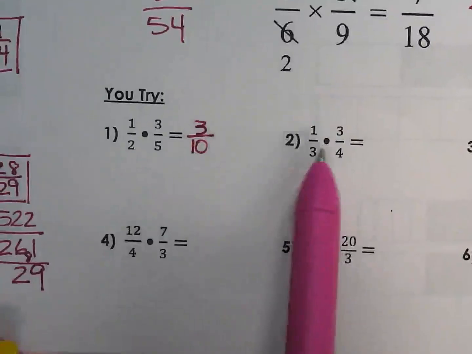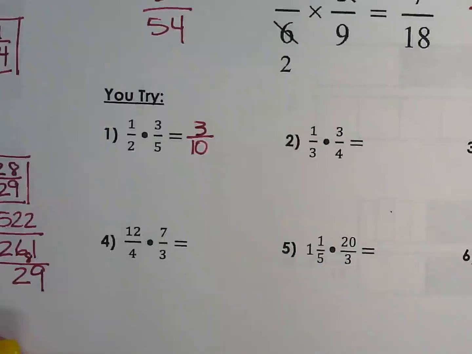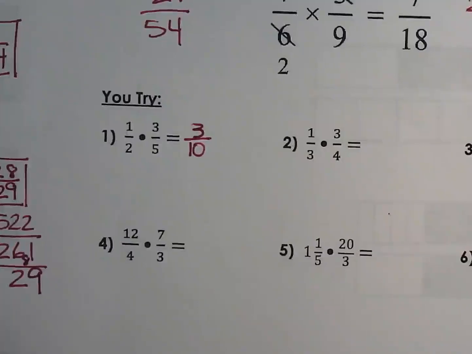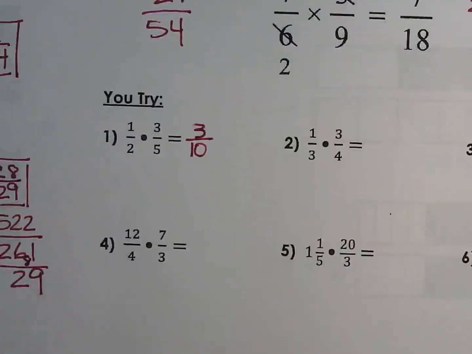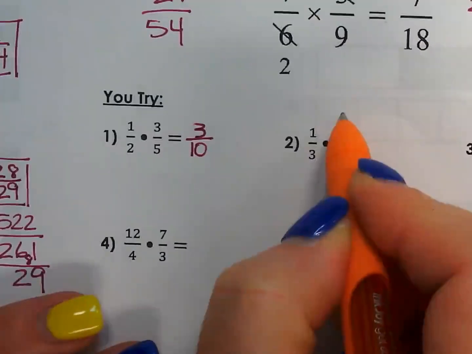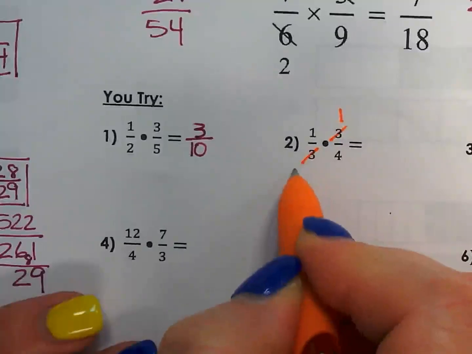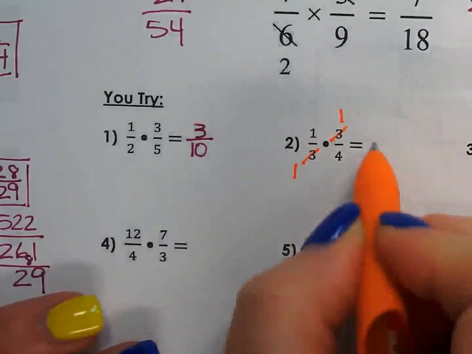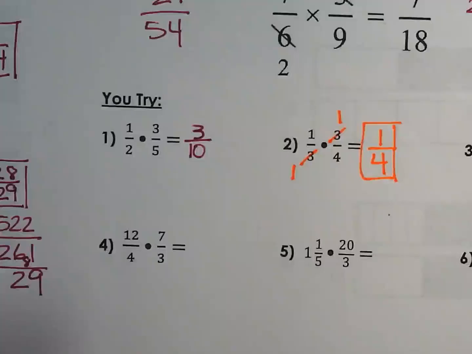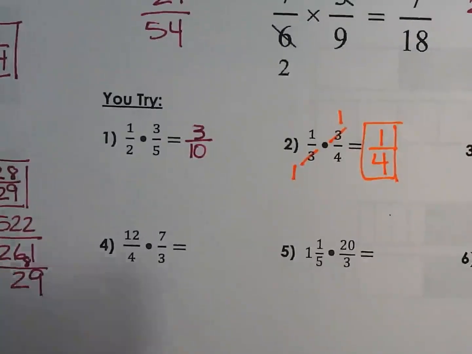Now let's look at the second one. Anybody see a common factor top to bottom? Gabriel? The 3's. What factors do they share? They share 1, but what other factors do they share? 3. So the 3's share 3's. So 3 divided by 3 is? 1. And 3 divided by 3 is? 1. And 1 times 1 is? 1. And 1 times 4 is? Thank you.